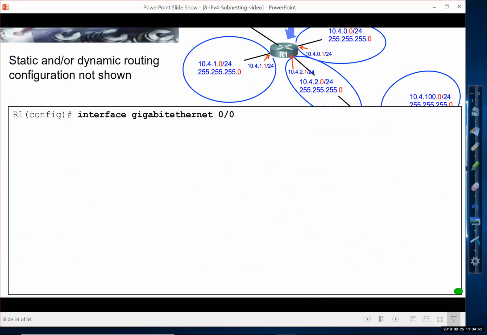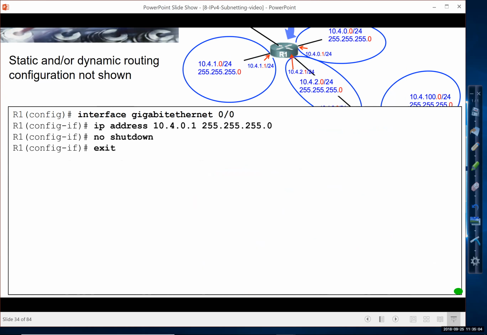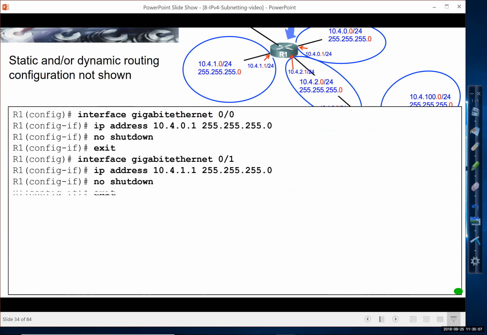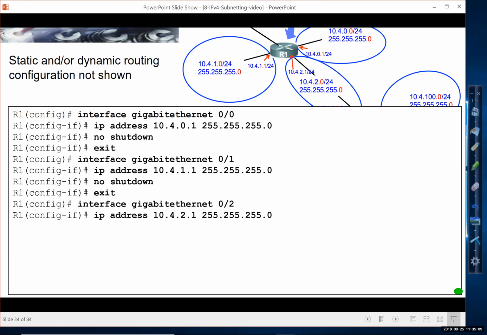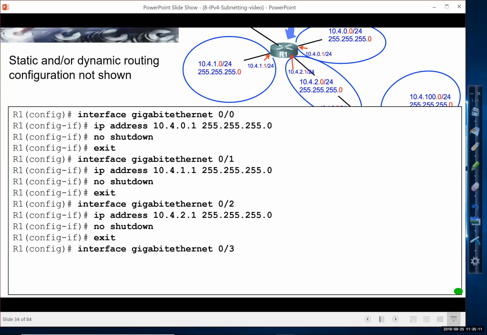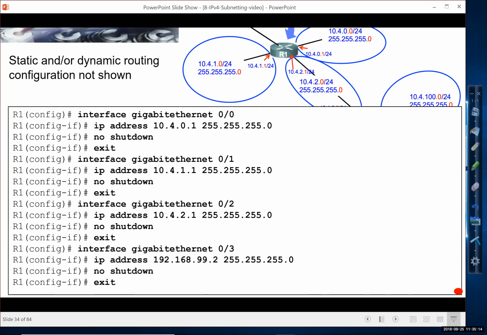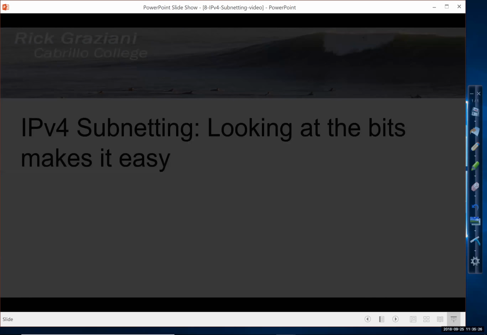As far as configuring the router, I'm not showing any of the static or dynamic routing configuration, but notice that each router's interface is a member of that subnet. I'm just showing router R1 here. I hope this makes sense to you. And we'll be talking much more about this in later videos.